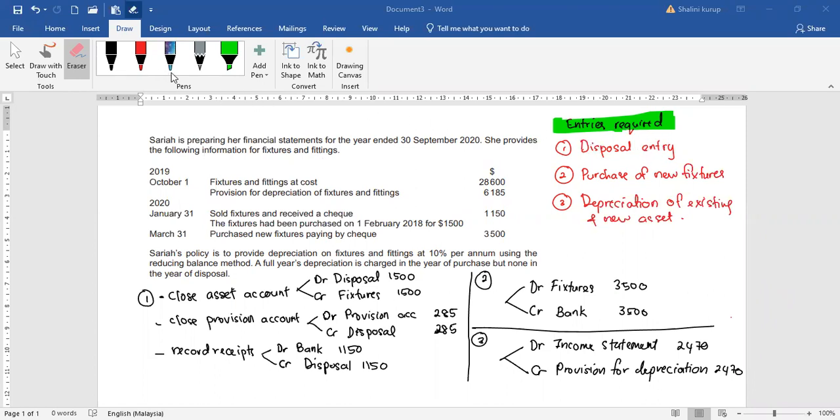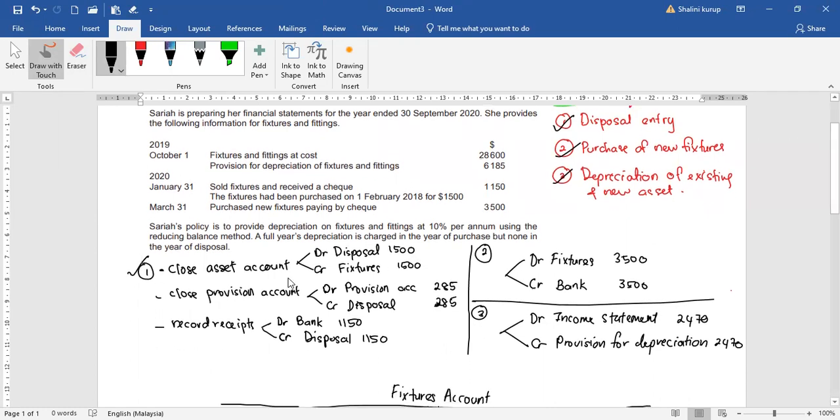If you look at this, these are the entries that you require. One is your disposal, obviously your disposal account. Number 2 will be your purchase of new fixtures, and the third one will be your depreciation for the existing and new assets. So these are the 3 entries that you have to put. When I say disposal entry, it's not going to be just one entry. You can see here I've done the working for you. Close the asset account, close the provision account, and record the receipts of money that you get for the disposal. I've done all the entries for you, and I'm pretty sure you all know what these are.